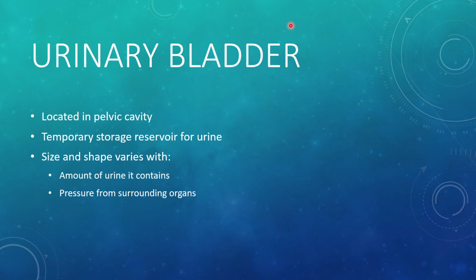The urinary bladder, located in the pelvic cavity, serves as a temporary storage reservoir for urine. Size and shape will vary, so that will vary the amount of urine it can contain, and this is dependent on pressure from surrounding organs. A great example of this is late-stage pregnancy, when the fetus, being inverted, pushes with its head on the urinary bladder, and often the pregnant female will complain of urges to urinate frequently and a constant urge to urinate.